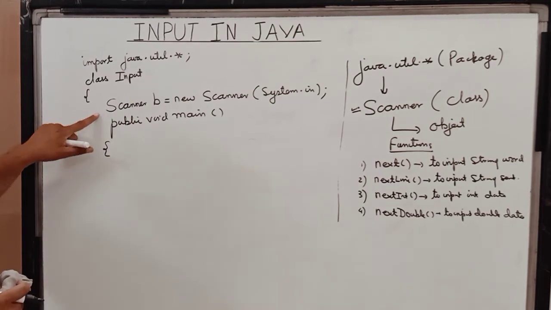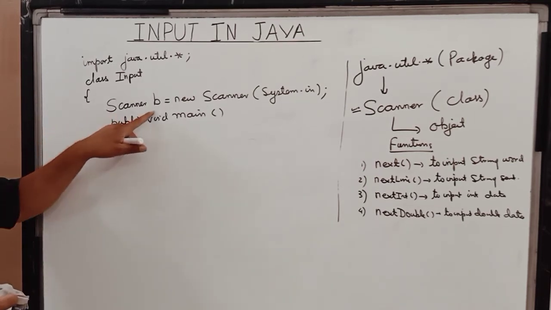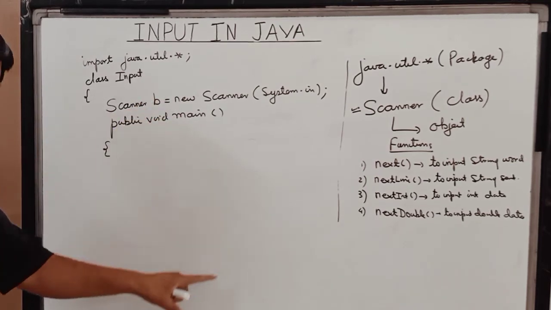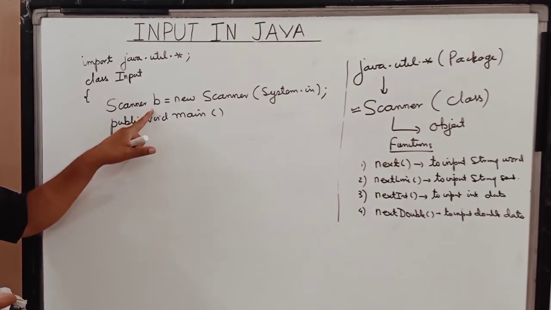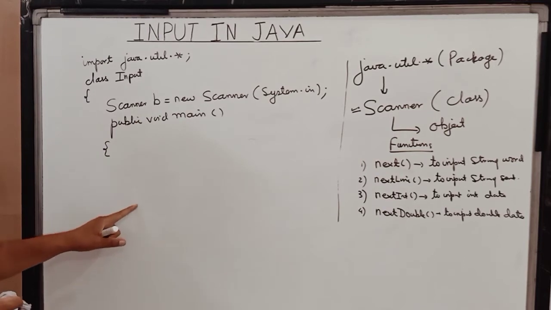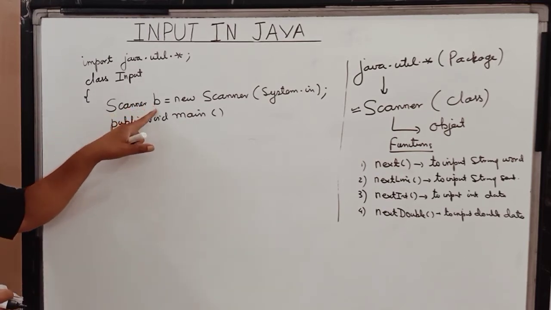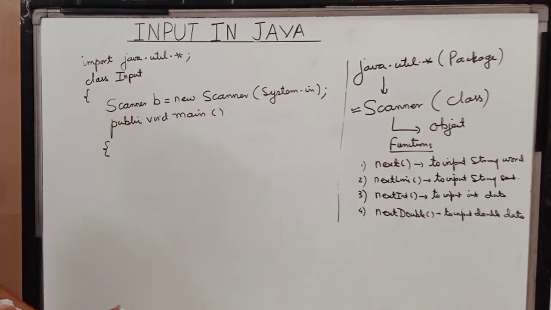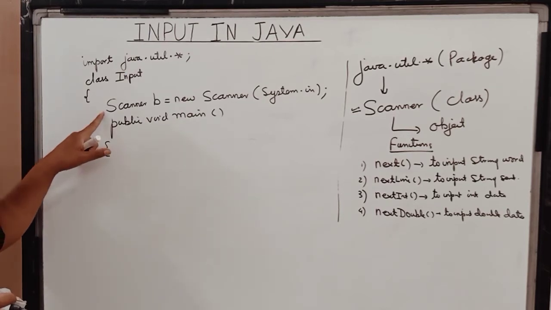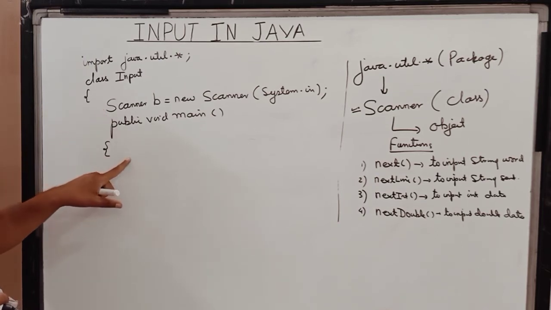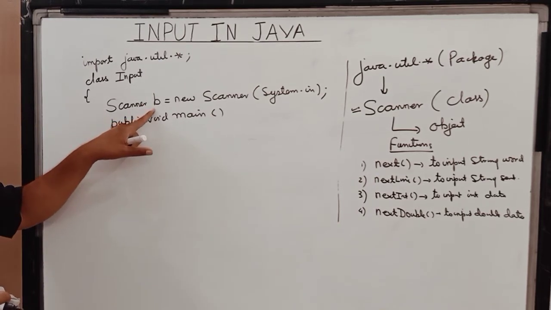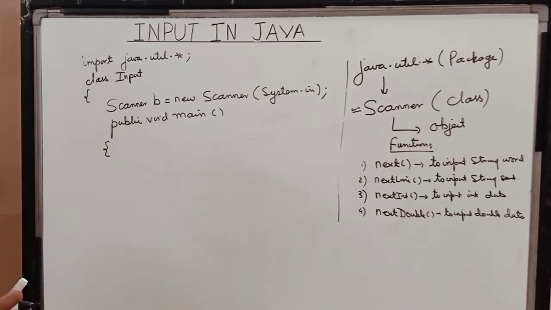But if you write it just after the class, then the scope of this object is the whole class. And if you write this statement in this function, then the scope of this object will be only in that function. So if I want object B to be used in the whole class, then I have to write it here in the class scope. And if I want to use it only in a function, then I will write this statement in the function, and then the scope of B will be in the function only.